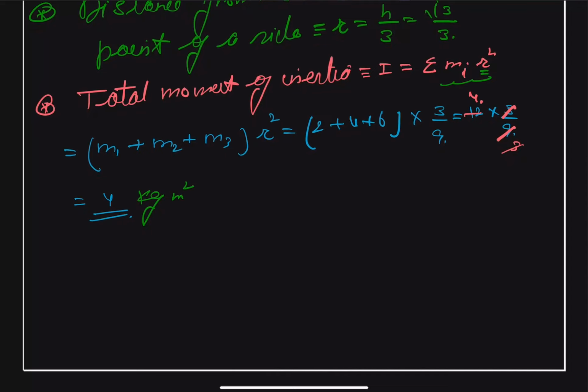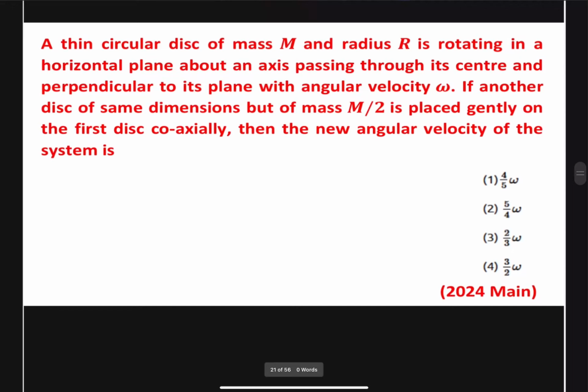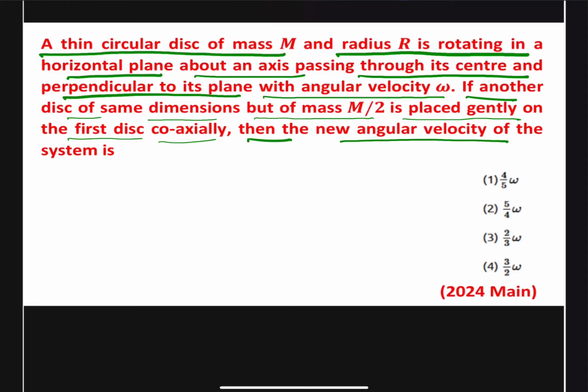Next question states that a thin circular disk of mass m and radius r is rotating in a horizontal plane about an axis passing through its center and perpendicular to this plane with angular velocity omega. If another disk of same dimension but of mass m by 2 is placed gently on the first disk coaxially, then the new angular velocity of the system is.